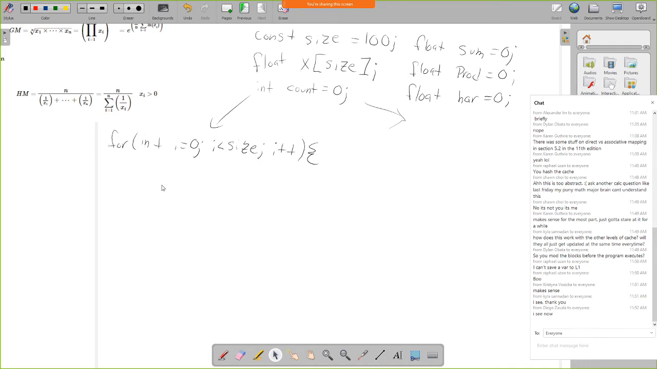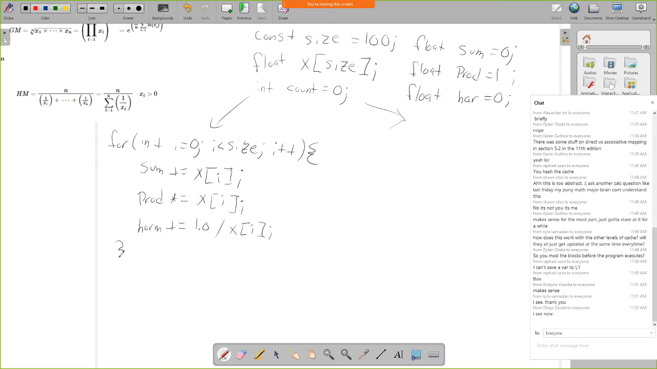So obviously for the arithmetic mean, I just need to add everything up, and then I'll divide at the end. So I say sum plus equals x sub i, using this array. And then product. Oh, I probably want to make that 1. Product times equals x sub i, so we just multiply everything together for that one. For the harmonic, we take 1 over x, and then multiply by n at the end. So harmonic plus equals 1.0 divided by x sub i. So we go through all the array and we do all this.